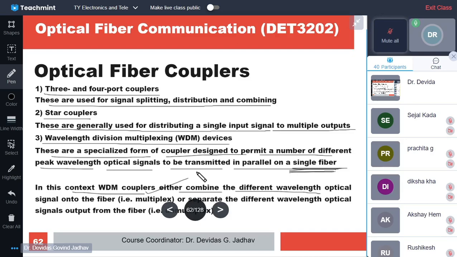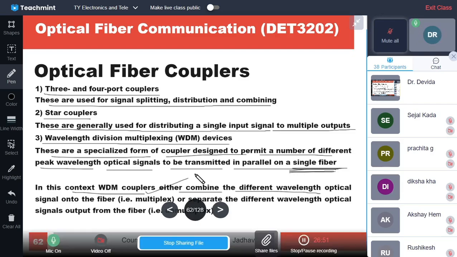The same signal is shared with different users by couplers, that is 3-port, 4-port couplers and star couplers. But different signals are carried in parallel and shared with the appropriate user, that is WDM, wavelength division multiplexing. There is multiplexing and demultiplexing, and here it is splitting and combining of the signal. So this is about the couplers, 3-port coupler, star coupler and wavelength division multiplexing devices.